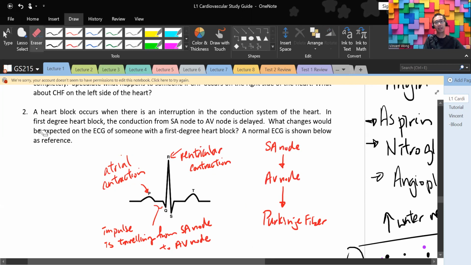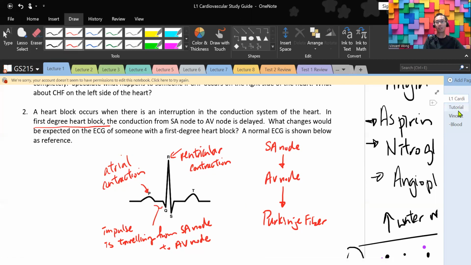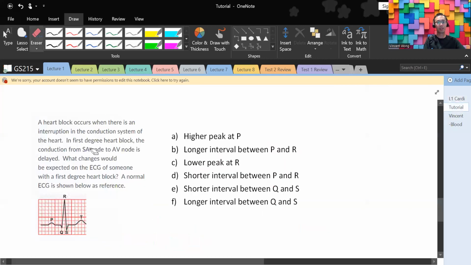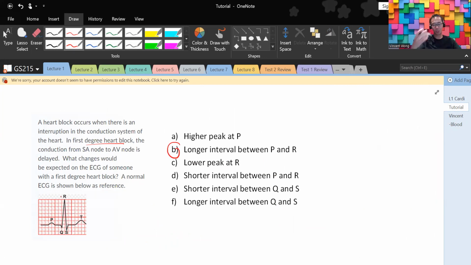So here, a first degree heart block is when the SA node to AV node is delayed. So what would happen to the ECG? Well, based on what I just told you, right? It would be a longer than normal PQ, right? So over here, first degree heart block, right? The longer interval between the P and the R, because it takes longer for the signal to go from the SA node to the AV node, right? And as a result, that would be a first degree heart block, right? So it's not a physical block, right? It's just an interruption in the electrical signal.